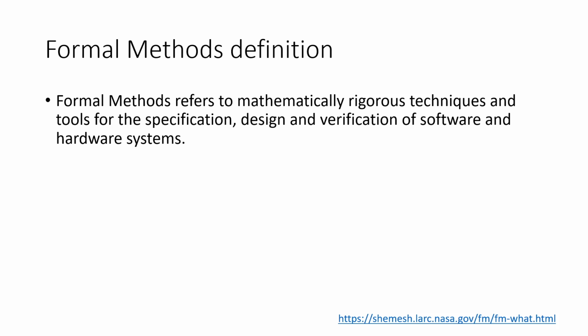Okay, yeah, that was good. So here is some definition. Formal methods refer to mathematically rigorous techniques and tools for the specification, design, and verification of software and hardware systems. So here, based on this definition, we see, yes, it has hardware and software. But of course, we don't always have to have the two. We could just focus on the software. We could just focus on the hardware.